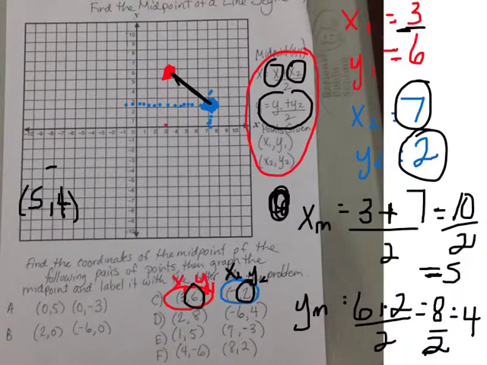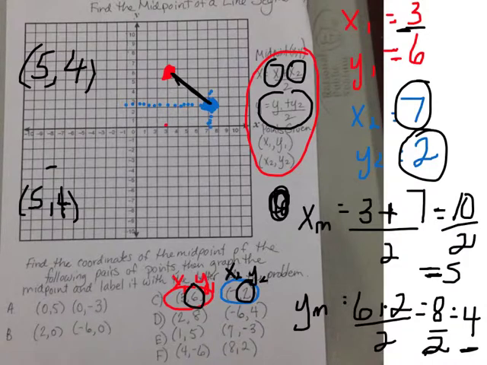All right, so the x value of my midpoint was 5, and the y value of my midpoint was this 4 we found here. That's where the midpoint is. Now, I could have done that a whole lot easier.